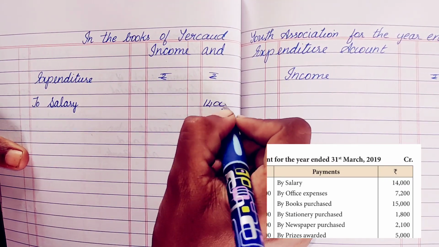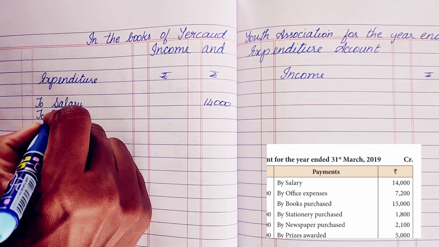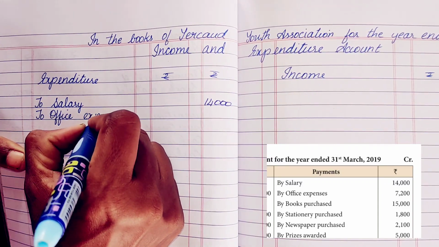Then we will be recording the office expenses, that also comes on the expenditure side. Why? Because it is on the payment side, which is rupees 7,200.